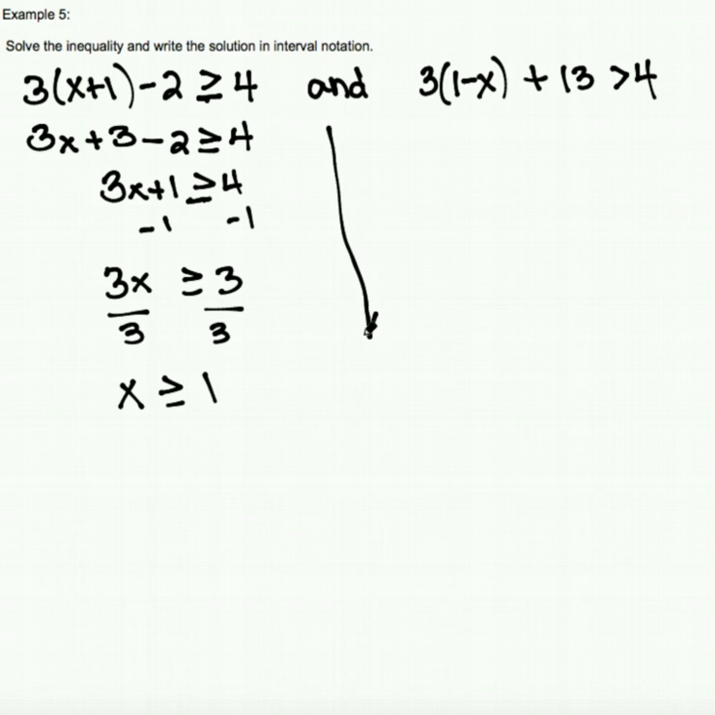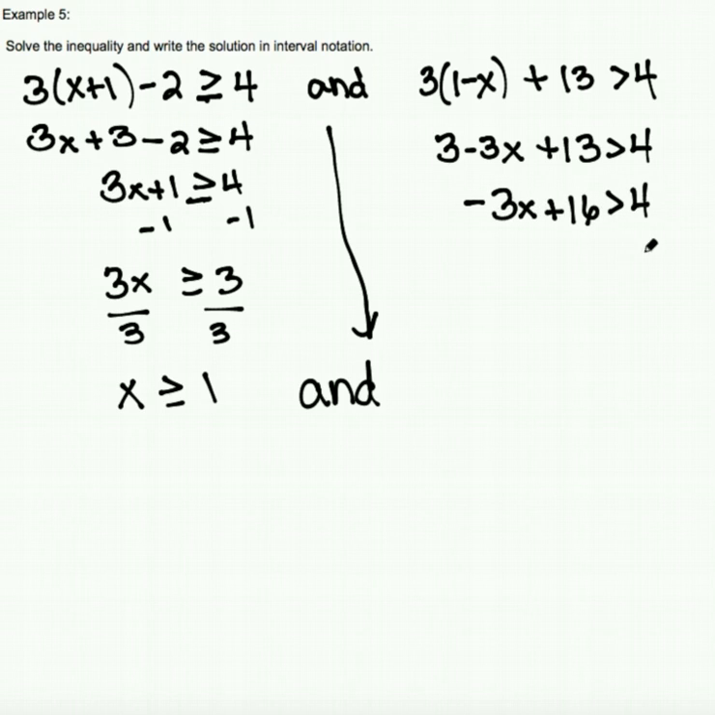Now I'm going to carry this "and" down, and see whatever I get for this inequality. So again, I'm going to distribute the 3. So I get 3 minus 3x plus 13 is greater than 4. Combine like terms, I have 3 and 13 on this side, so that leaves me with negative 3x plus 16 is greater than 4. I'm going to go ahead and subtract 16 from both sides to get the x by itself. That leaves me with negative 3x is greater than 4 minus 16, which gives me negative 12.